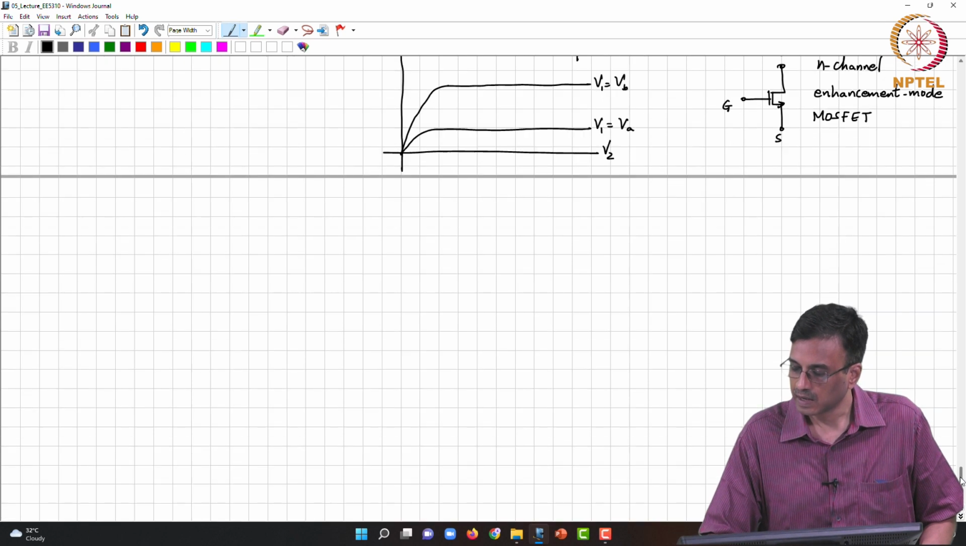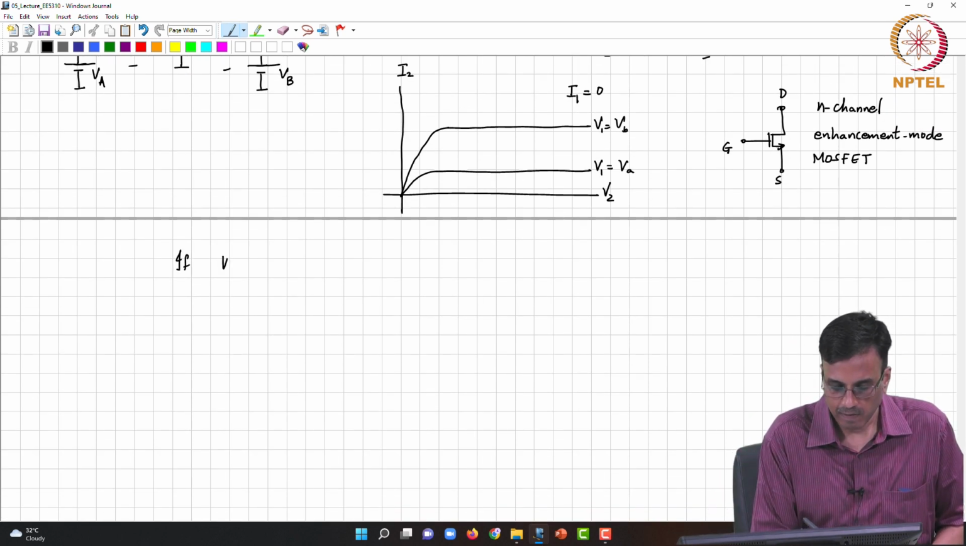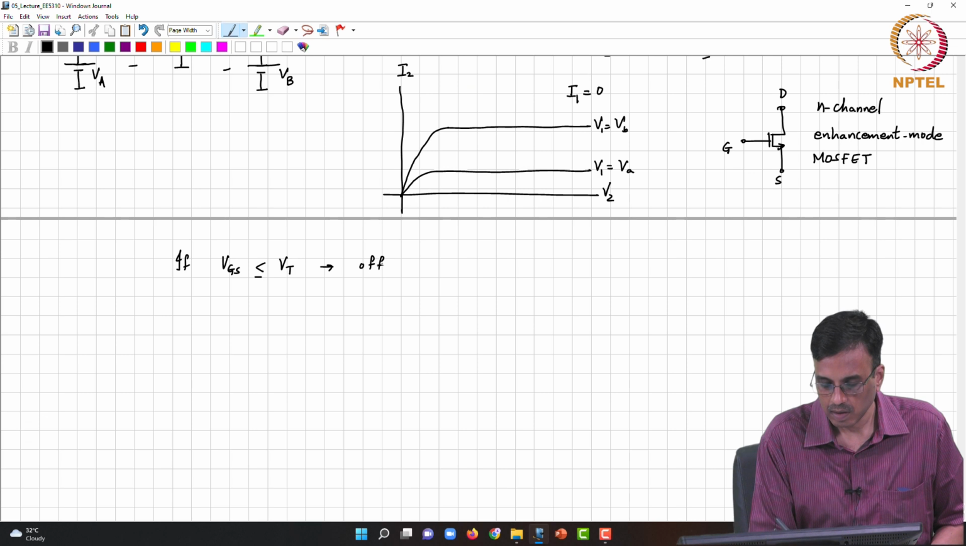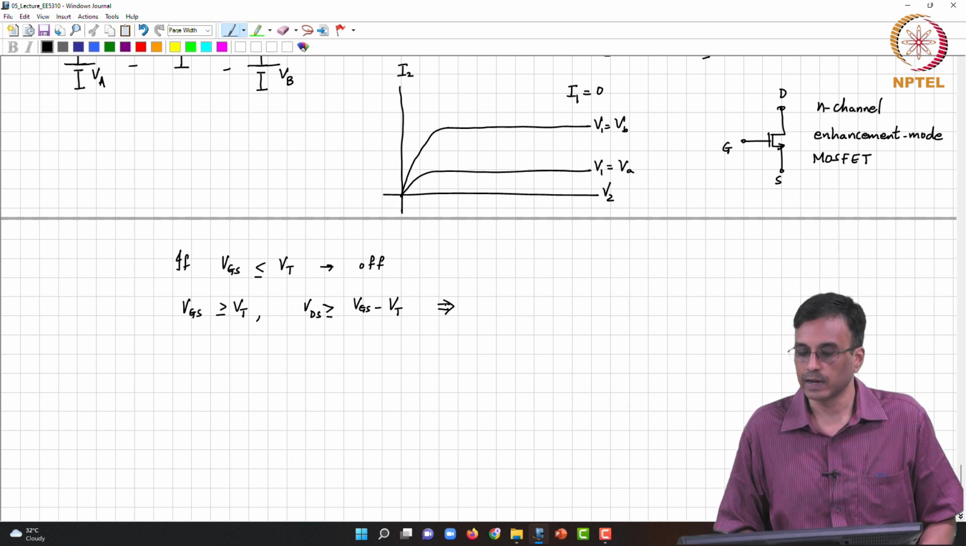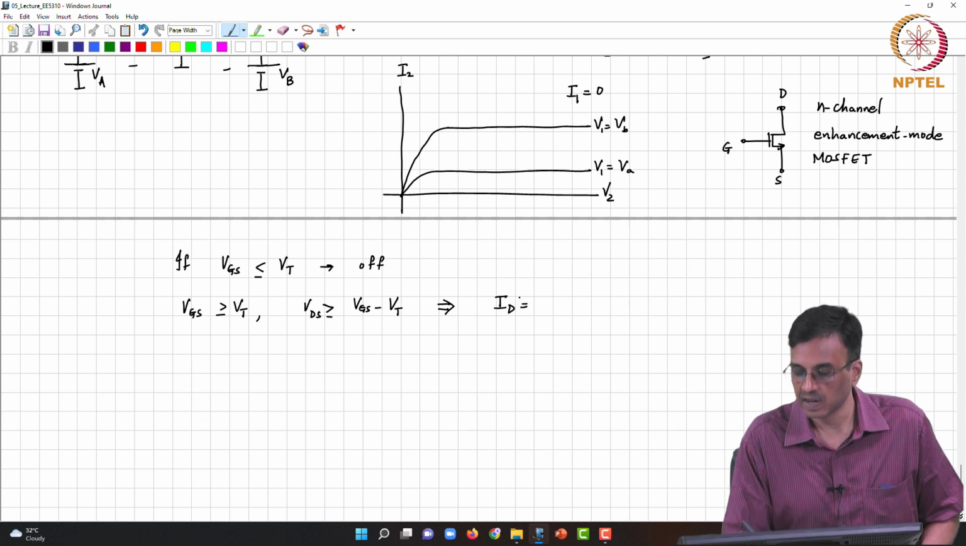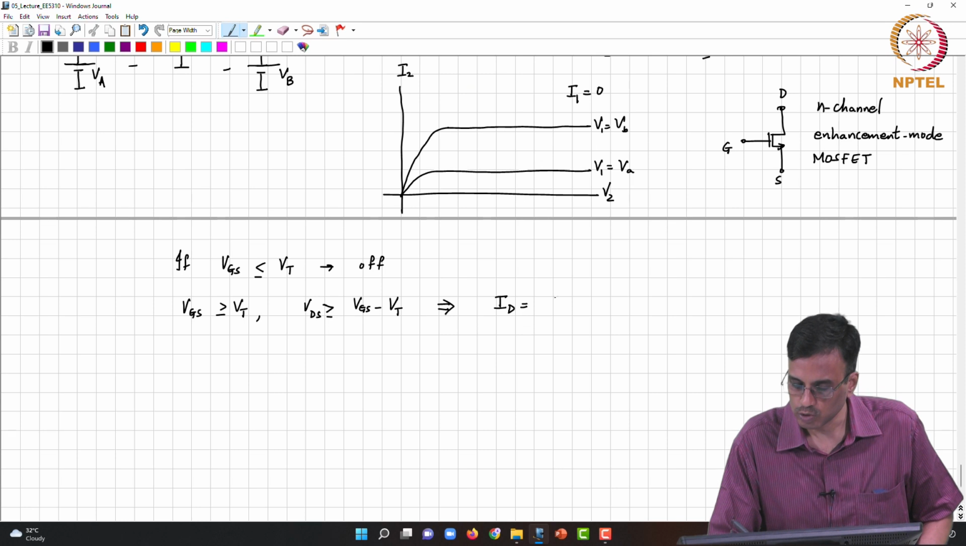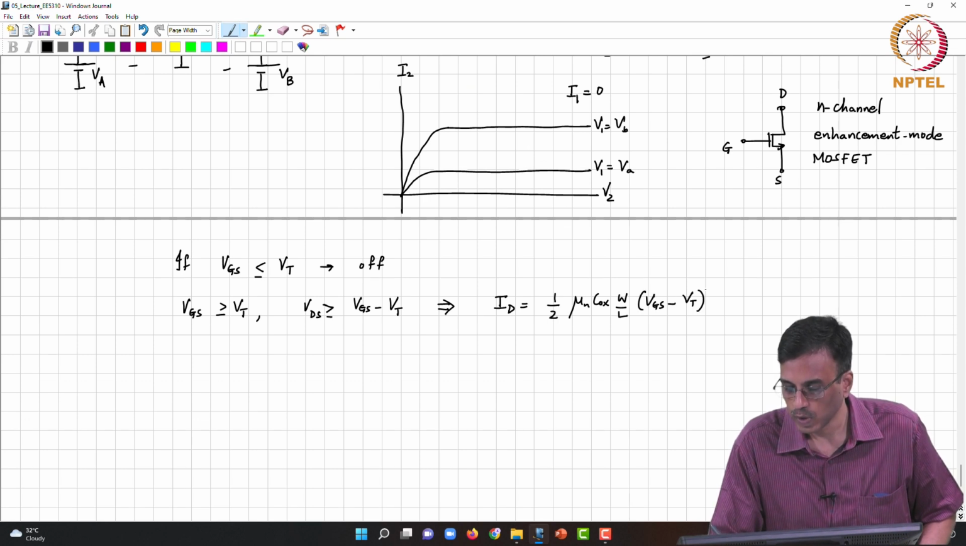And we said that if VGS is less than or equal to VT, the device is off. If VGS is greater than or equal to VT and VDS is greater than or equal to VGS minus VT, then the drain current, which is the equivalent of our capital I2, is independent of the drain source voltage and depends only on the gate source voltage, and is given by 1/2 mu n Cox W by L times VGS minus VT the whole square.